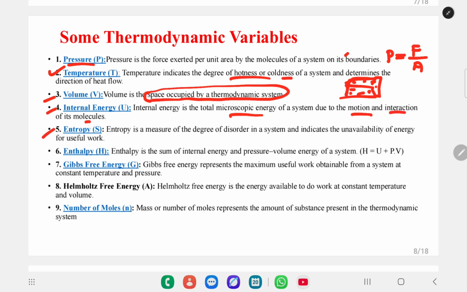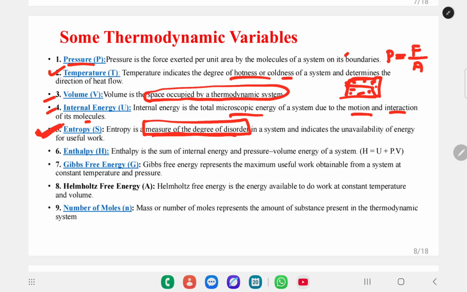Next comes entropy. This is a new word for you. Entropy is a measure of degree of disorder. How disorderly or how randomly the molecules are arranged in a system, that is measured by using entropy. We'll learn more about entropy in this unit.